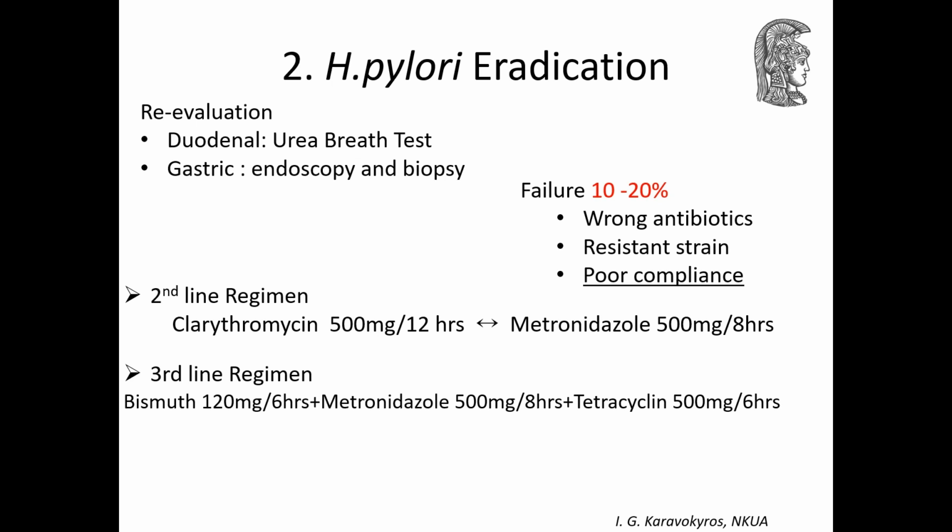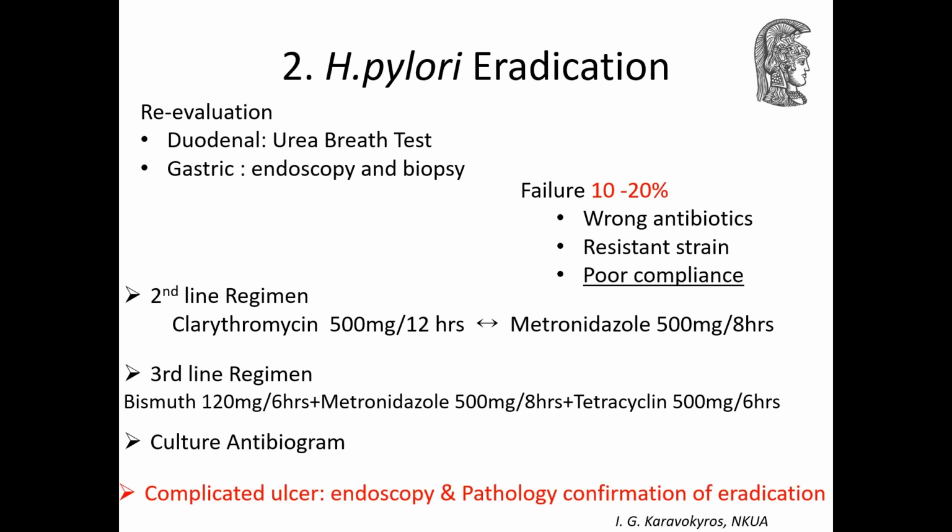In case of strains resistant to both metronidazole and clarithromycin, a second-line, and perhaps a third-line regimen can be prescribed. Of course, in difficult cases, microbiological cultures and antibiogram will indicate the solution. Complicated ulcers need an up to 8 weeks prolonged anti-secretory treatment, until healing is endoscopically confirmed. In these cases, eradication must be verified by histological examination of tissue biopsy.